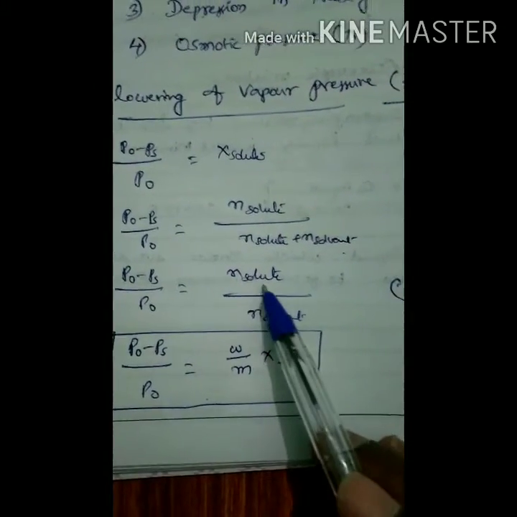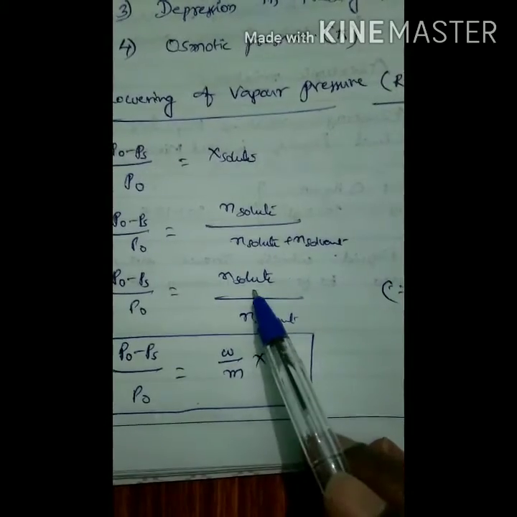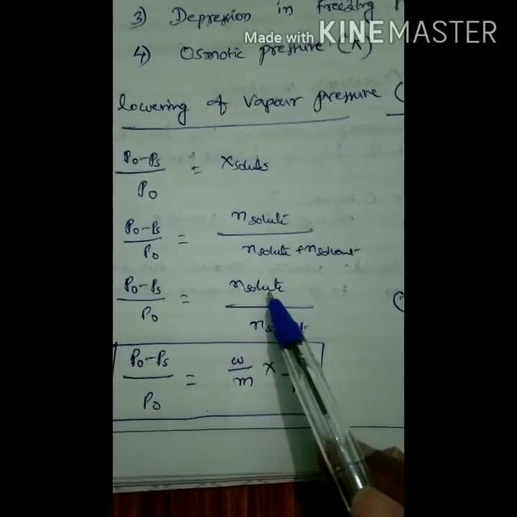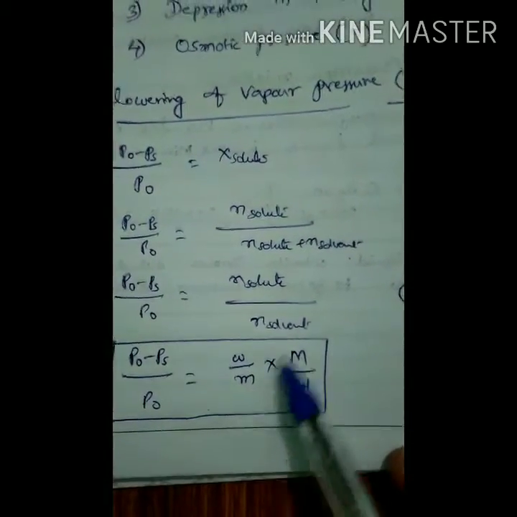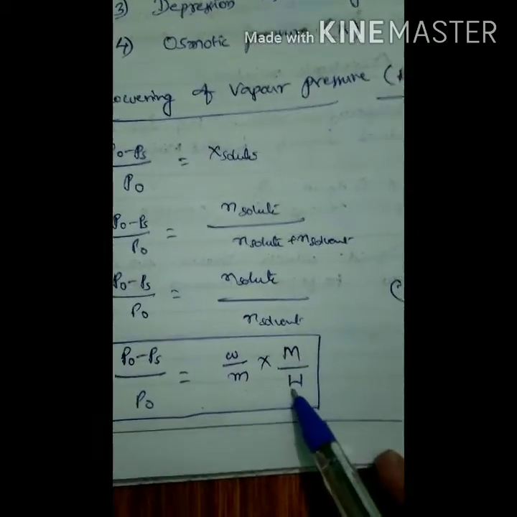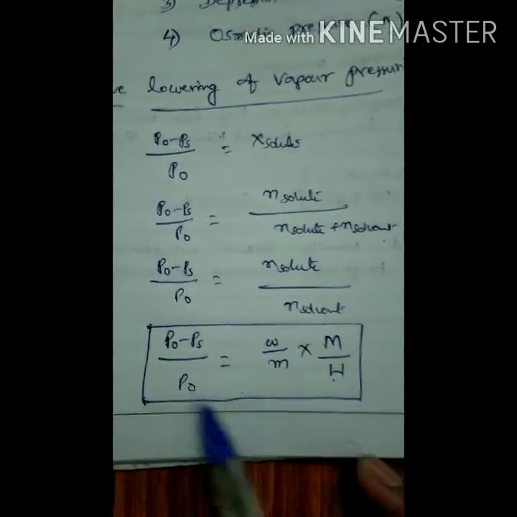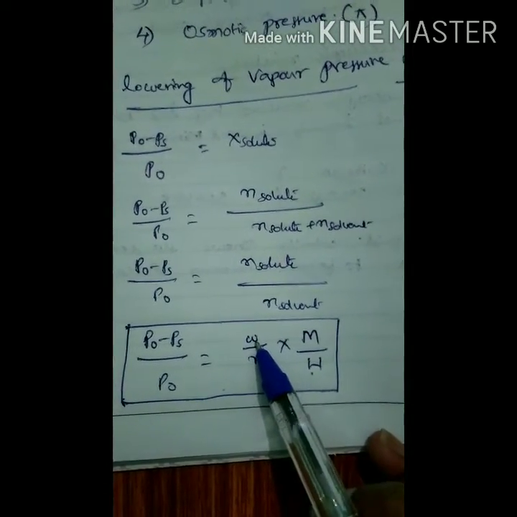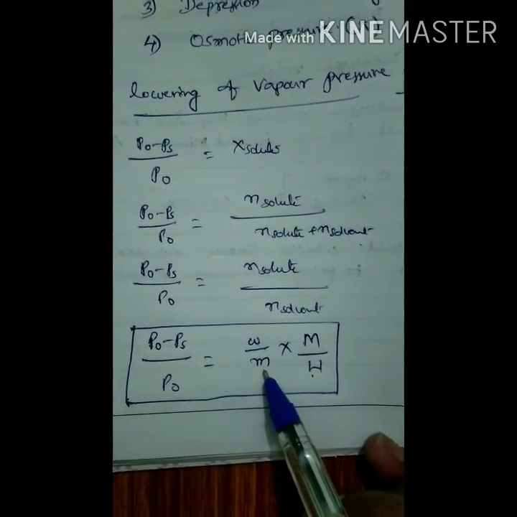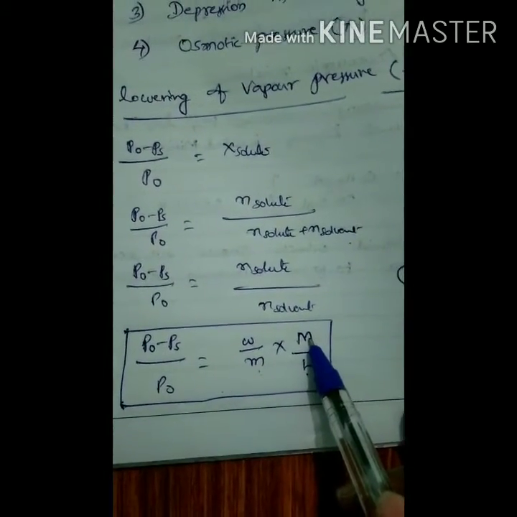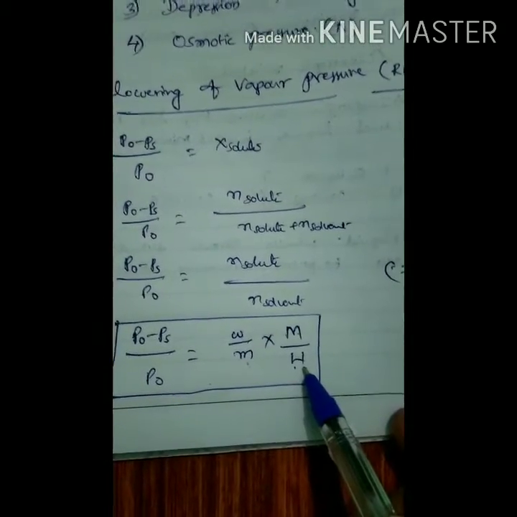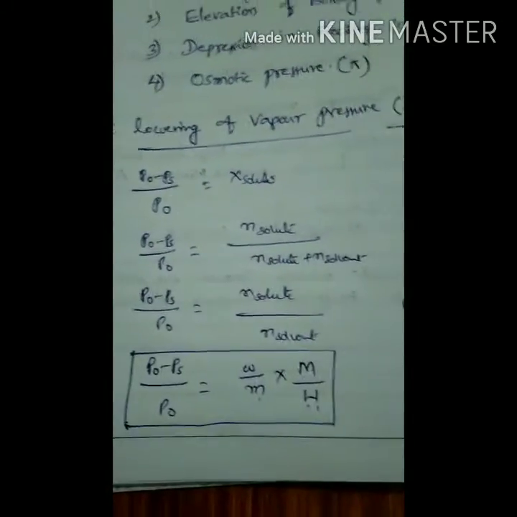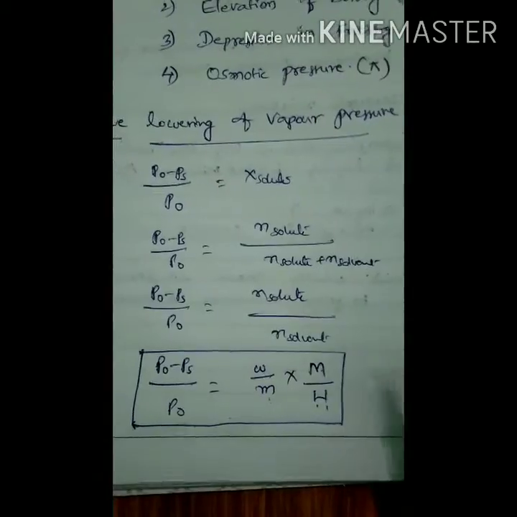And finally, number of moles equal to weight by molecular weight. Here, solute is less amount and the solvent is major amount. That is why number of moles equal to weight by molecular weight is represented by small letters. Solvent is somehow big, that is why this is represented by capital letters. So finally the formula is P naught minus Ps by P naught equal to w by m into M by W. That means small w indicates weight of solute, small m indicates molecular weight of solute, capital M indicates molecular weight of solvent, and capital W indicates weight of solvent. So this is all about relative lowering of vapor pressure. Based on this we discussed some problems also in that video.